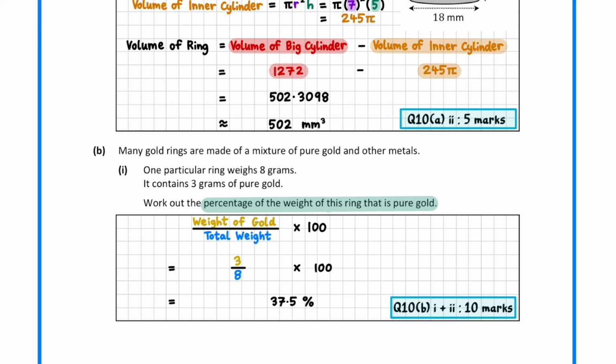In B part 1, we must find the percentage weight of gold in a ring. To do this, we take the weight of gold, which we're told is 3 grams, divide by the total weight of the ring, which we're told is 8 grams, and then multiply by 100. This comes out to an answer of 37.5%.